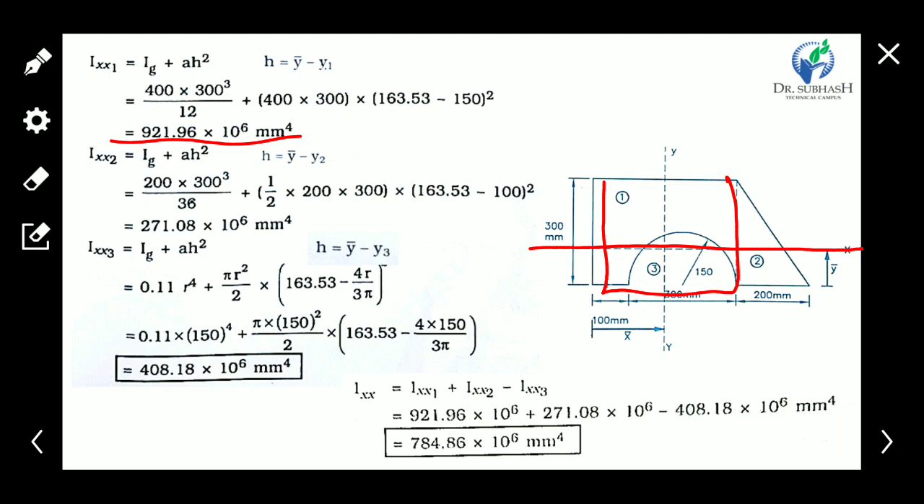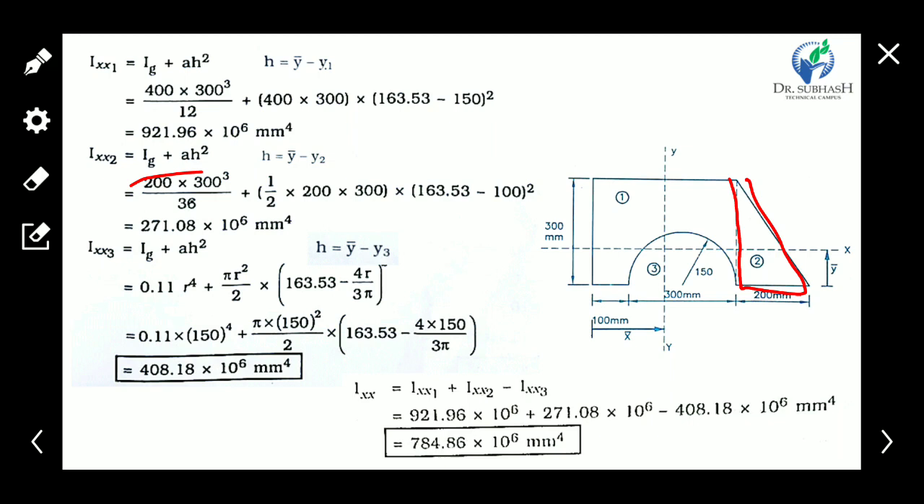It's 921.96 into 10 raised to 6 mm raised to 4. Now we go for the triangle. Similarly, we have to use the parallel axis theorem because the x-axis is not passing through the CG or base of this triangle. So we use the parallel axis theorem, Ig plus A h square.